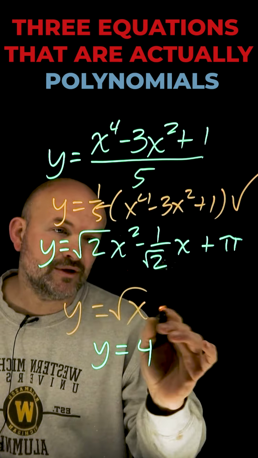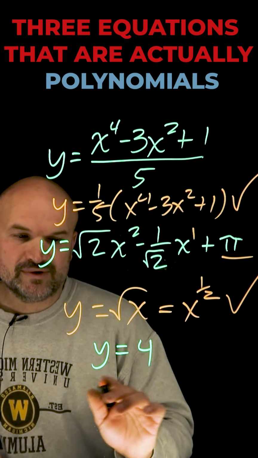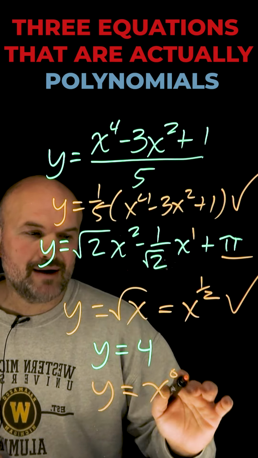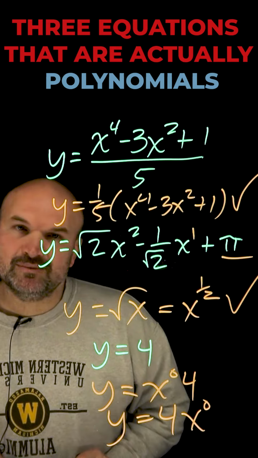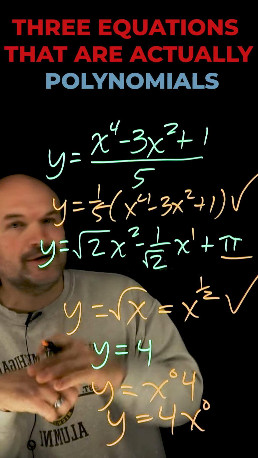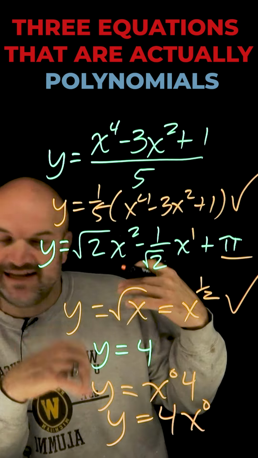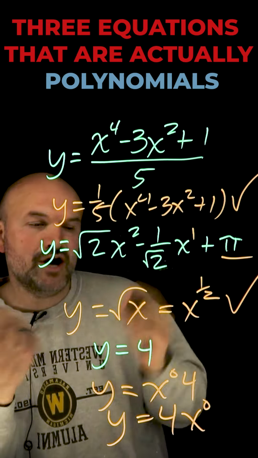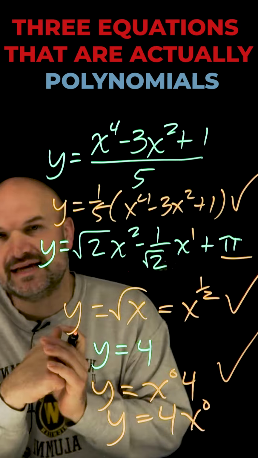And the last one doesn't look like a polynomial at all. But if I wanted to rewrite this with an x, I could say x to the 0 power times 4, or y equals 4 times x to the 0 power. Then we look by inspection at the x. Is x in the denominator? No. Is it having a negative power? No. Does it have a rational power or is it a radical? No. So ladies and gentlemen, these are all 3 examples of polynomials.